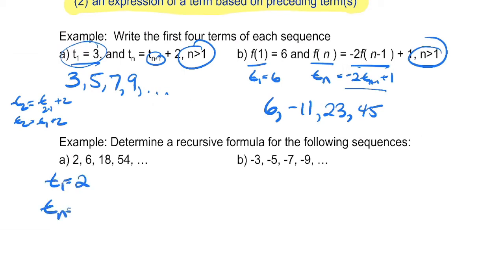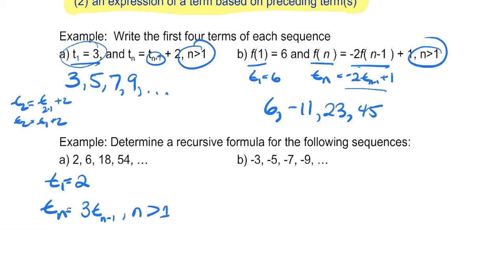In this case, we see the numbers are going up by a factor of 3. In other words, we take the previous number and multiply by 3. So here we get 2, 6, 18, 54. So in this case, the recursive formula would be 3 times my previous term, which is t of n minus 1. And again, we state that this only happens when n is greater than 1.